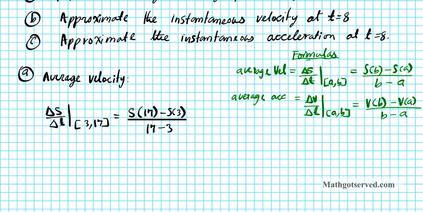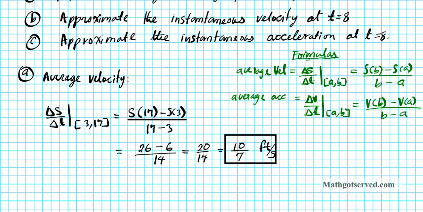Alright, so we just use our chart to figure this out. Looking at our chart, s of 17 is 26, minus s of 3 is 6, and 17 minus 3 is 14. If we reduce this, we have 20 over 14. If we divide top and bottom by 2, we have 10 over 7 as our average velocity. It's going to be 10 over 7 feet per second. Do not forget to include your units in your final answer. So 10 over 7 feet per second.